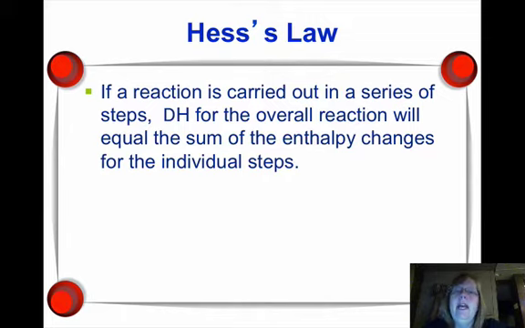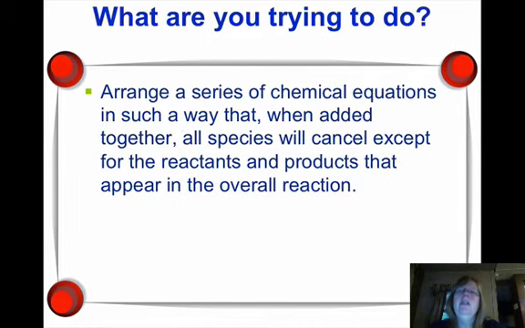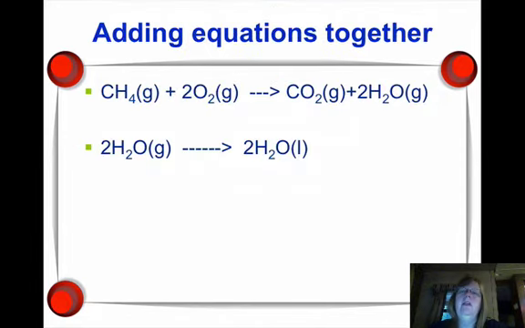the delta H, or the enthalpy for the overall reaction, will equal the sum of the enthalpy changes for each individual step. So what are we trying to do here? We're trying to get a set of chemical equations arranged in such a way so that when you add them all together, things will cancel out except for what you want in your overall final equation. So we need to learn how to add equations together, and it's very simple.